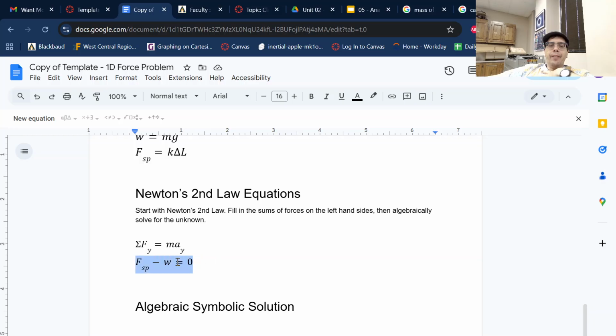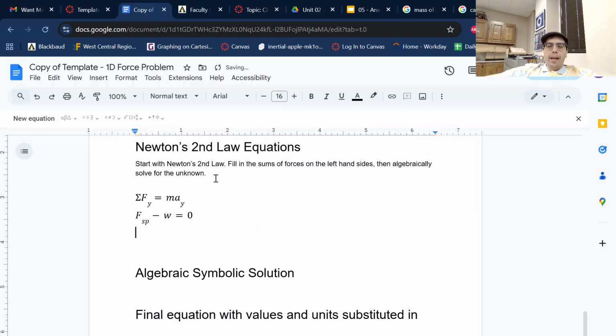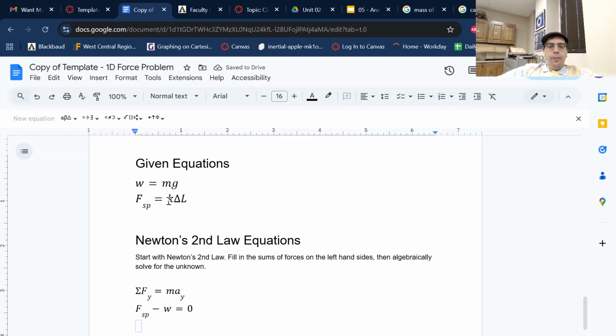So once we have this, we're going to look through to see if we have any equations for any of the forces. In this case, we have an equation for each of the forces. And so we can substitute that in. So for the spring force, we're going to have k delta L, where delta L is the amount of stretch. And we're going to subtract mg from that, and that's going to equal 0.